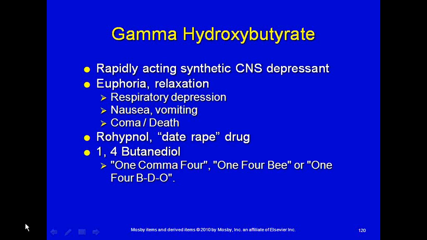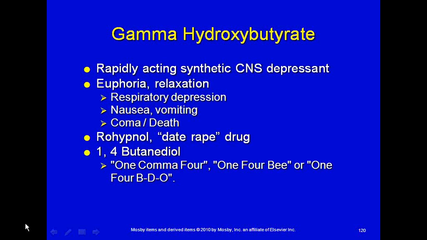1,4-butanediol is a precursor to GHB, or gamma hydroxybutyrate. 1,4-butanediol is legal to purchase with a permit, and you see it out on the streets as 1,4-B or 1,4-BDO, and it's legal at this point. You must have a permit to purchase it.